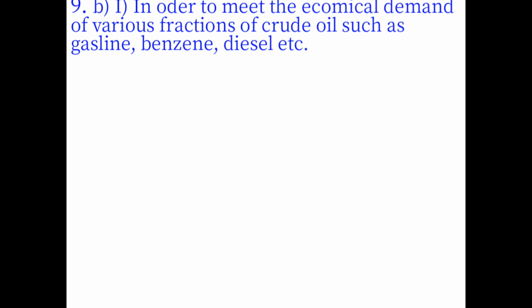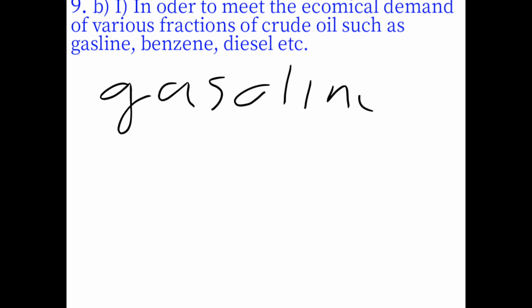Then question 6 says, give 2 reasons why cracking of large hydrocarbons is important. The first importance of cracking the large hydrocarbons is to meet the economic demand of various fractions of crude oil, such as gasoline, benzene and diesel, etc.